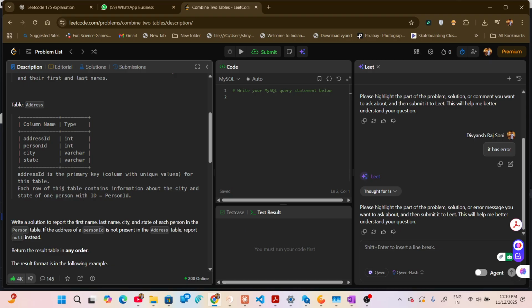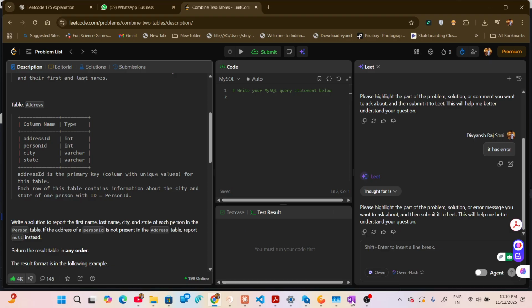So what we have to do is write a solution to report the first name, last name, city and state of each person in the Person table. If the address of a person ID is not present in the Address table, report null instead. Return the result table in any order. Okay, so I understand the problem. Now let me explain it.